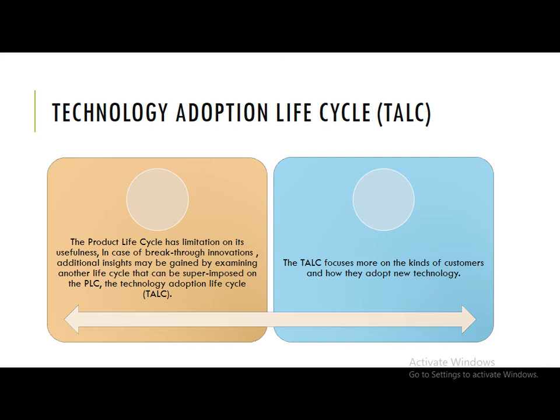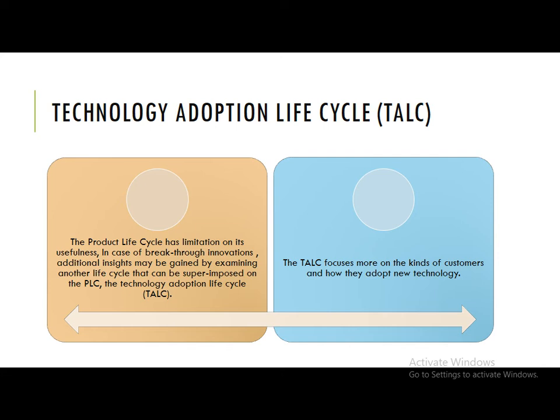The TALC focuses more on the kinds of customers and how they adopt new technologies. According to Geoffrey Moore, who has taken the innovation diffusion model that Everett Rogers expanded, Rogers divided the adopters of new innovation into groups. These groups are well known to us: innovators, early adopters, early majority, late majority, and laggards.